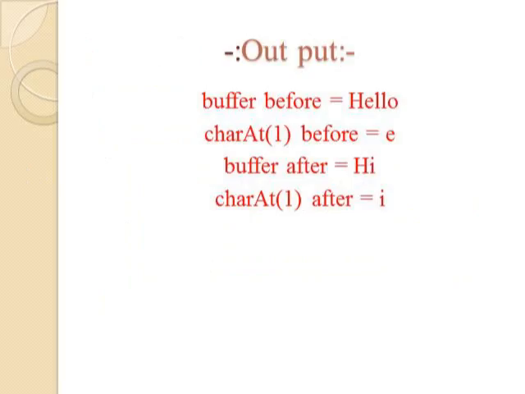First, the buffer is only hello. Using setCharAt, the character at index 1 is first E. After replacing E with I, it becomes hi, and then the character at index 1 is I. That is, E is replaced with I.